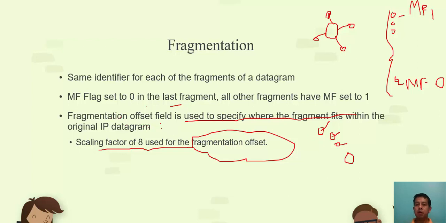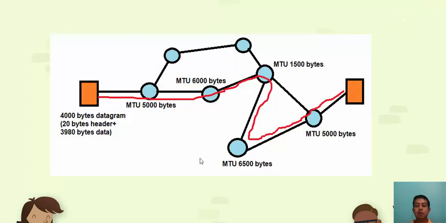We do that by using this fragmentation offset field. This fragmentation offset field will specify the position of that fragment in that complete datagram. Now for this fragmentation offset, a scaling factor of 8 is used. Now let us understand this process using this example.